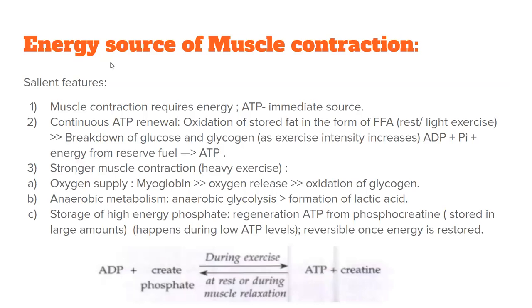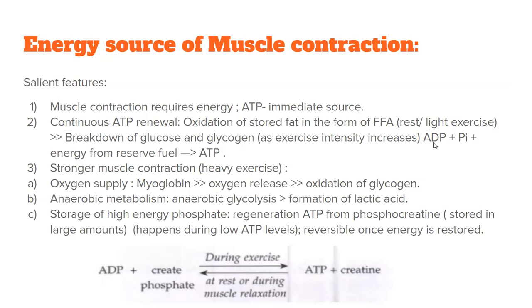Now, there are many sources of energy for muscle contraction, step by step. Muscle contraction requires energy, which is predominantly your ATP. Now, at rest, the energy used is from the oxidation of stored fat in the form of free fatty acids, in case of rest and light exercise. And if you increase the intensity a little bit, there is breakdown of glucose and glycogen. That is a store. Then the glycogen is utilized.